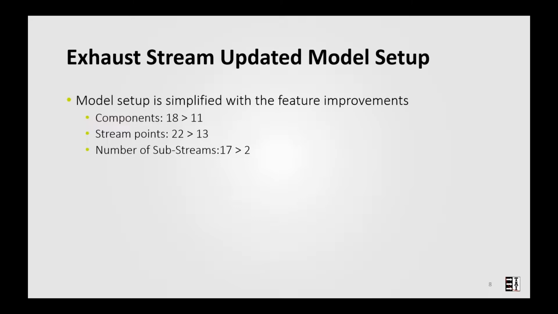So these improvements made in 12.5 really simplified setting up the exhaust stream. This model was featured in other content that we've provided, and after updating it, the number of components went down from 18 to 11, the stream points dropped from 22 to 13, and the big one here is now we only need 2 substreams compared to the 17 we needed from 12.4.